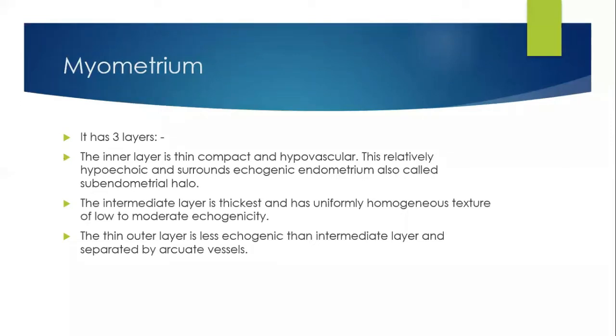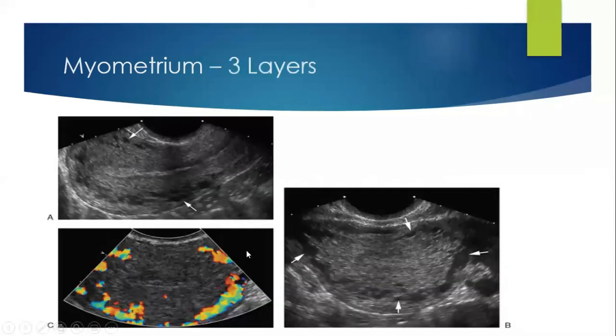Now comes the myometrium. The myometrium has 3 layers, and the innermost layer is compact and hypovascular, which is hypoechoic. It is next to the echogenic endometrium. The intermediate layer is the thickest, which has a uniformly homogeneous echotexture, and the outer layer is again less echogenic. Now let us see this picture.